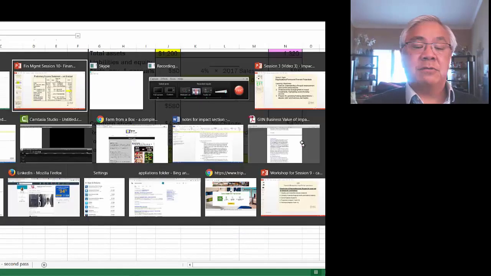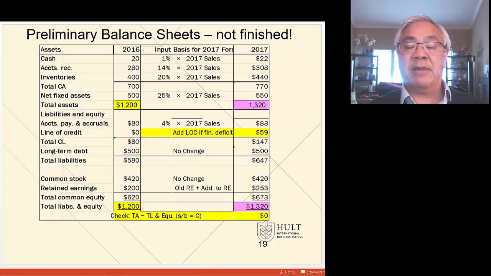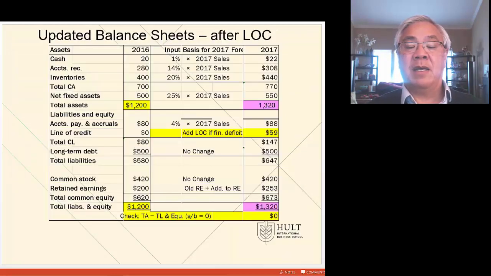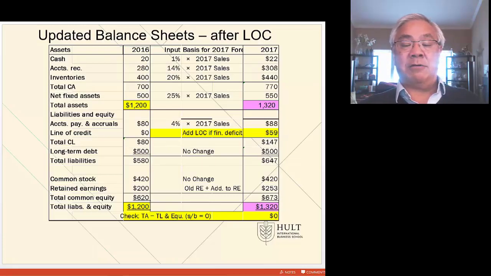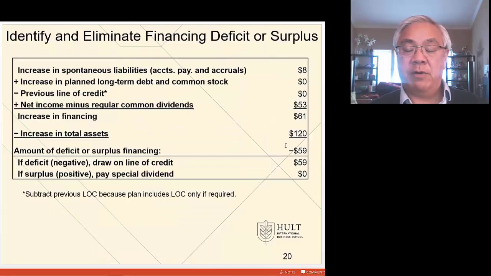That gets us back to our scenario of we've projected the income statement, we projected the balance sheet, and then we see that there was a shortfall, the $59. So we essentially plugged it by saying that we're going to draw a line of credit, and we end up with the balance sheet where it balances, 1320, and it's because we borrowed $59 from the bank under a line of credit. So we step back and we say, well, how does it look?